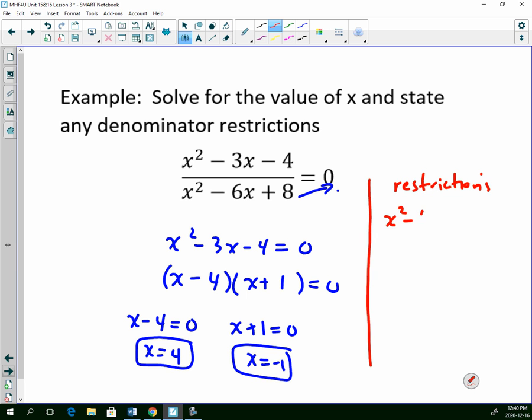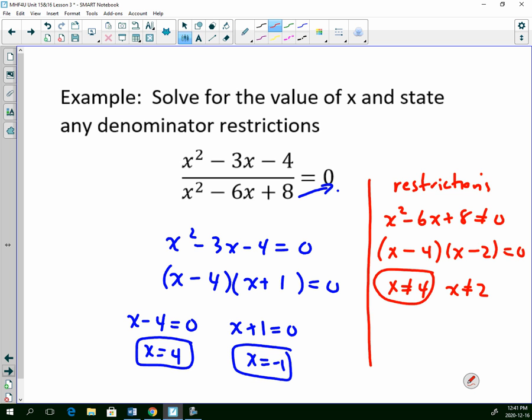So this denominator cannot equal 0. And it's much easier if I factor it. So 4 2s are 8, both negative. So x can't be 4 and x can't be 2. And then I just want to double check my solutions. I see that one of my restrictions is also a solution. So that means this is an invalid solution. So the only solution I have is x equals -1. Okay, so there's that.